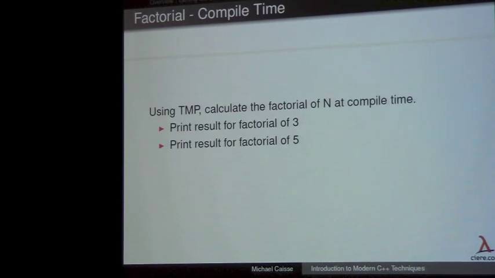All right. Exercise time, because you guys are all falling asleep. It's getting warm in here. Now, pull up those compilers and do it at compile time. We want to calculate the factorial of n at compile time, print the result for 3 and the result for 5.